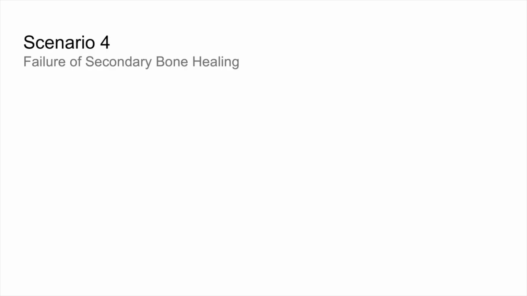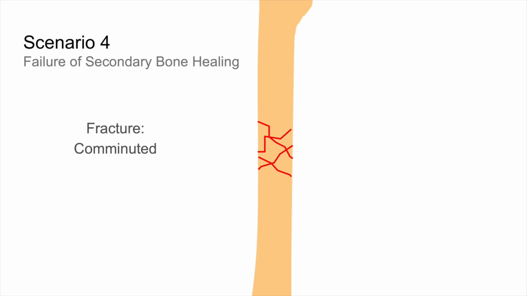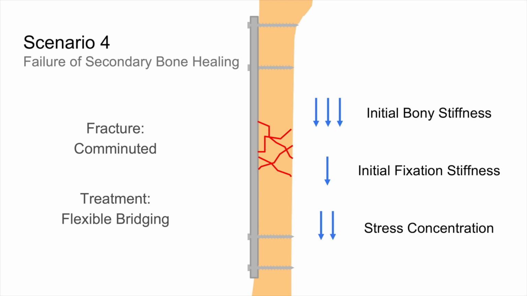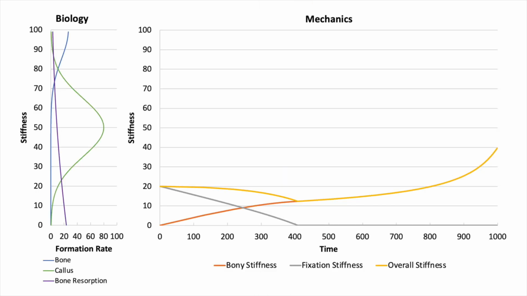For scenario 4, the treatment again is a bridging construct for a comminuted fracture. But this time the fixation is less stiff and has an even lower stress concentration. In this case though, the fixation begins at low stiffness and proceeds to fail. At the end of the time frame, the overall stiffness ends up being in a range where callus is preferentially formed, resulting in a hypertrophic non-union.